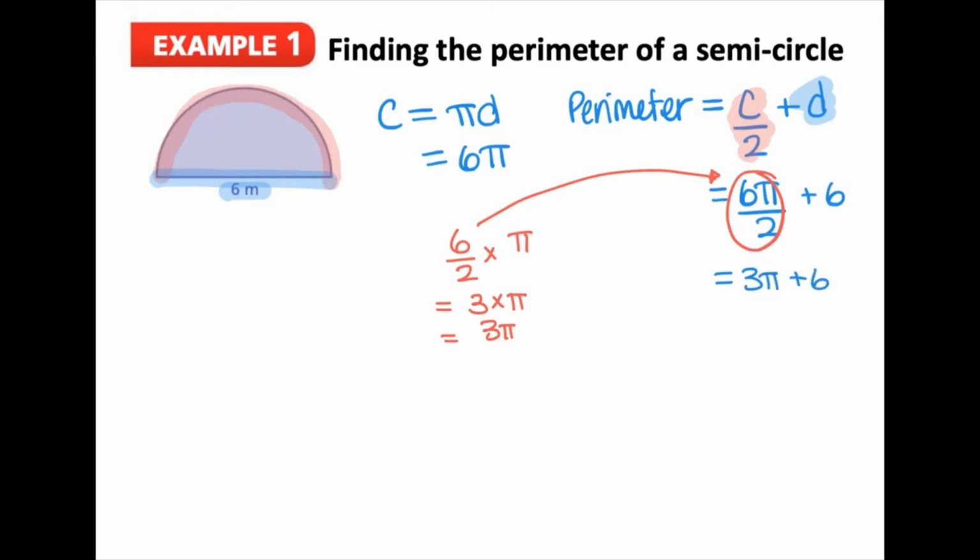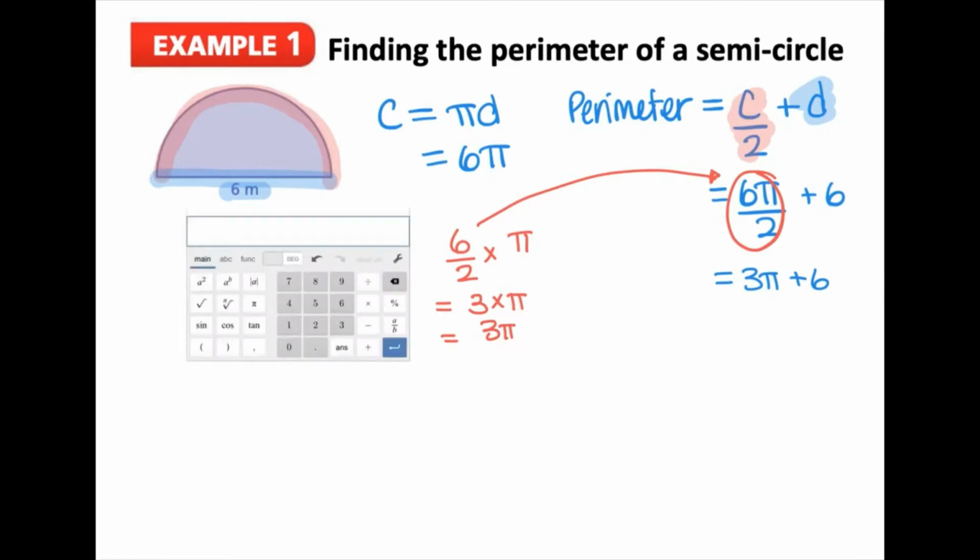So now we can use our calculator to figure out what this is equal to. And what's great about that Desmos app that I asked you guys to download is that we can actually punch 3 pi plus 6 right into the calculator. So when we do that, see how we get the answer of 15.4247776, and that would keep going, right?